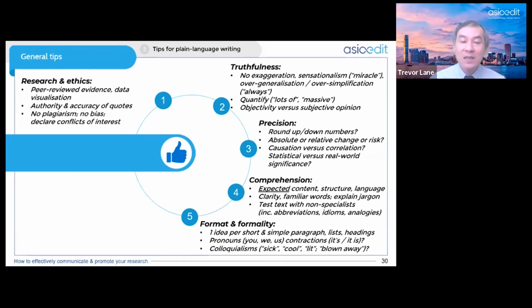Sick, cool, lit can have a different meaning, meaning good. Blown away could mean blown by the wind, or it could mean, I was blown away by something. I was amazed. I was shocked.